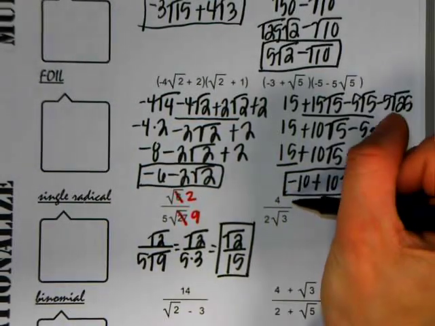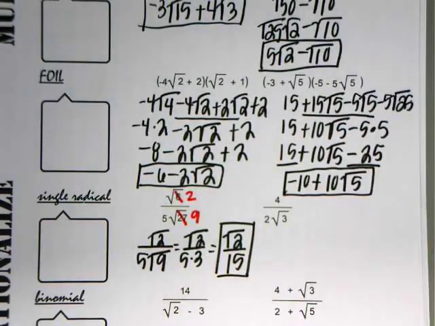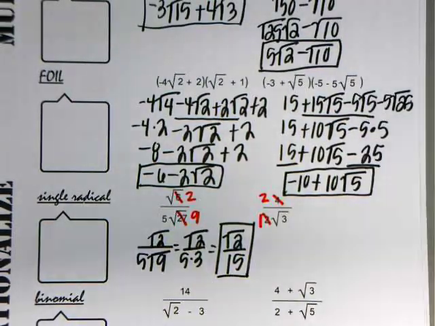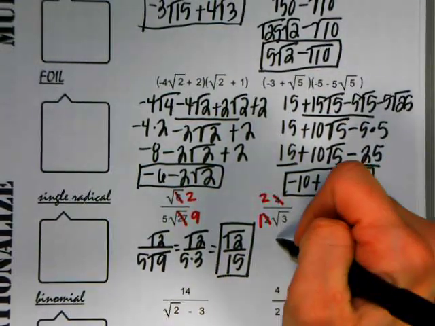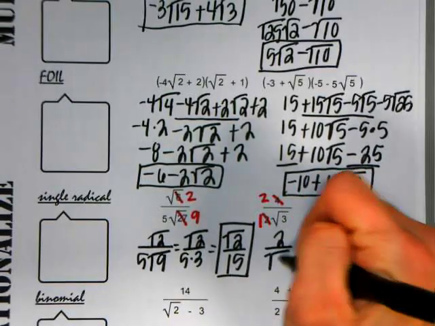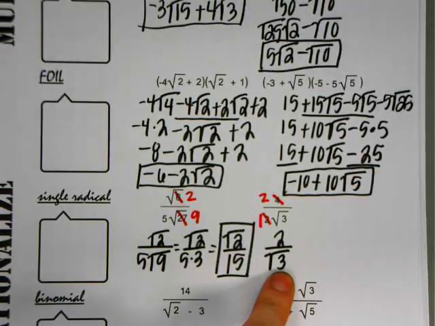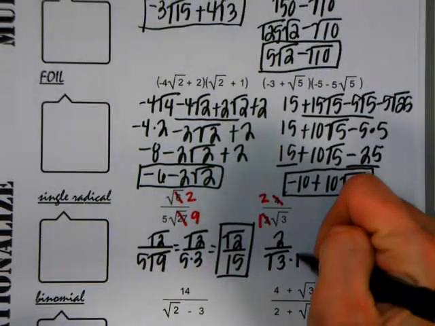Next one, the 4 and the 2 we can simplify because they're both outside the radical. So I'm going to make that 2 and 1. So I have 2 over radical 3, basically. And we have to get rid of that radical 3 in the bottom. So do times radical 3 on top and bottom.